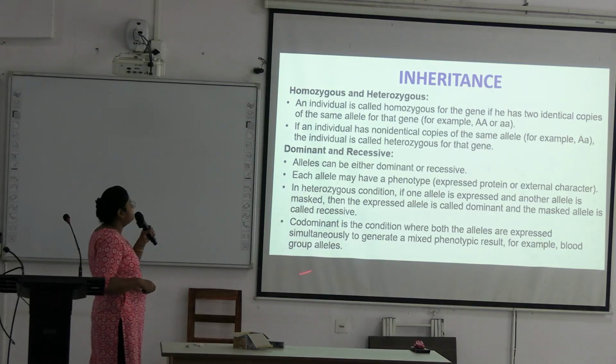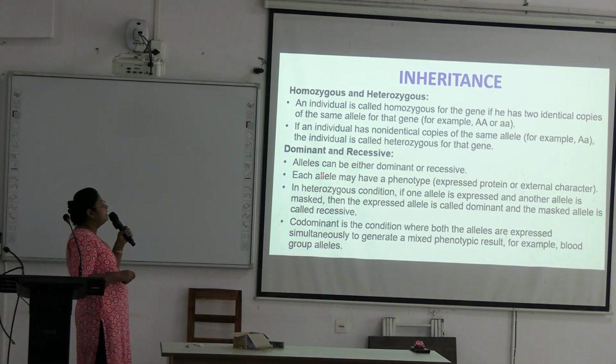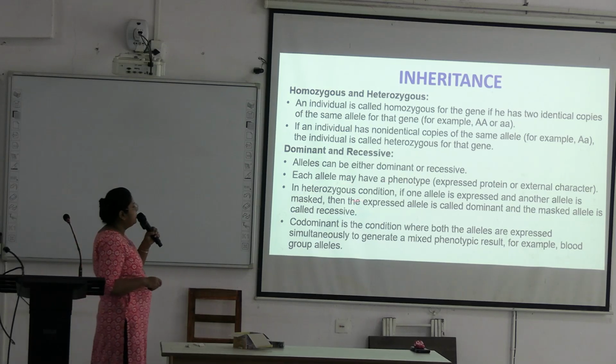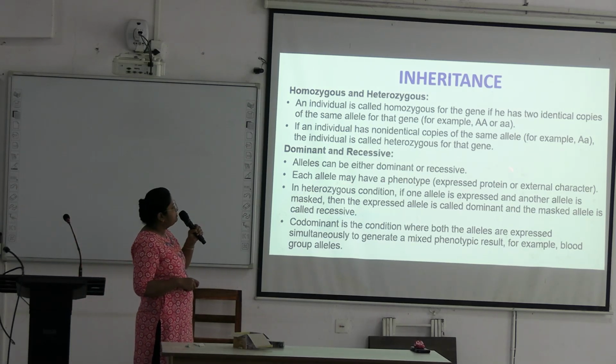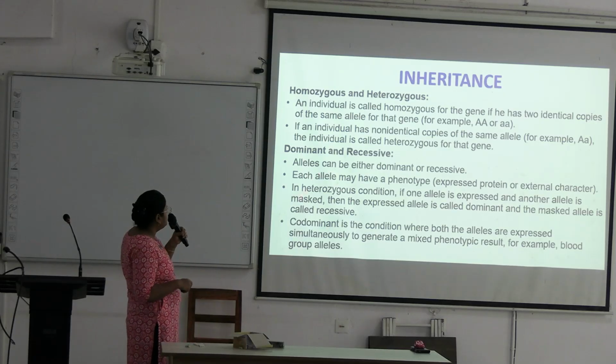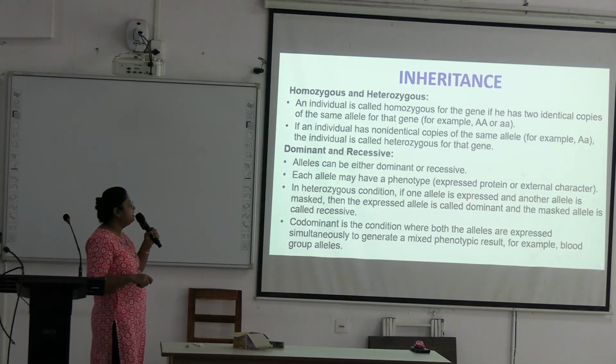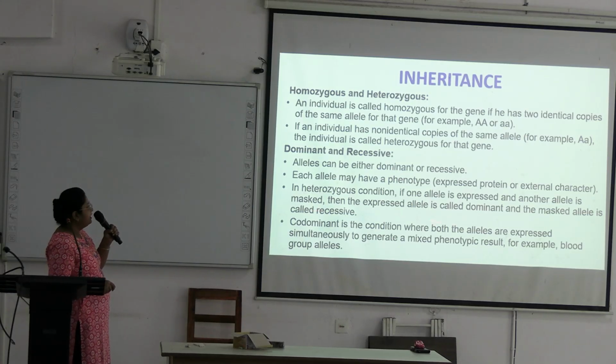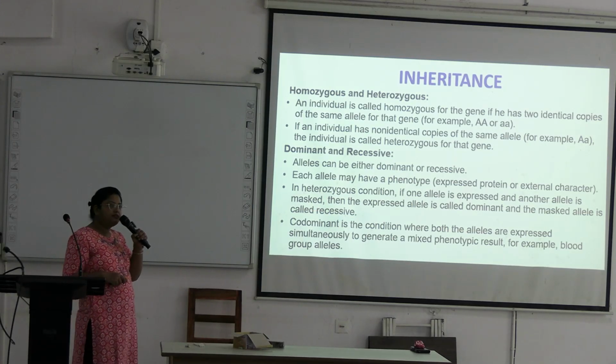Next is dominant and recessive. Alleles can be either dominant or recessive. Okay, and each allele may have a phenotype, expressed protein or external character. In heterozygous condition, if one allele is expressed and another allele is masked, then the expressed allele is called dominant and the masked allele is called recessive.